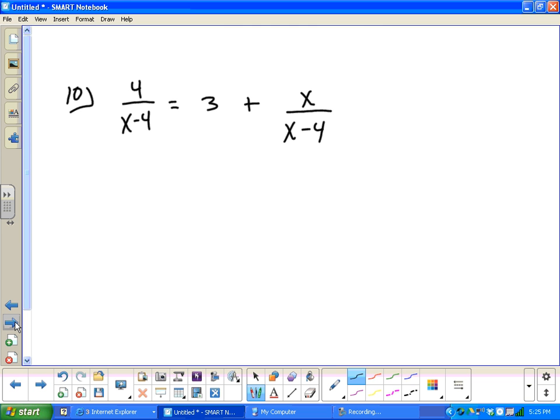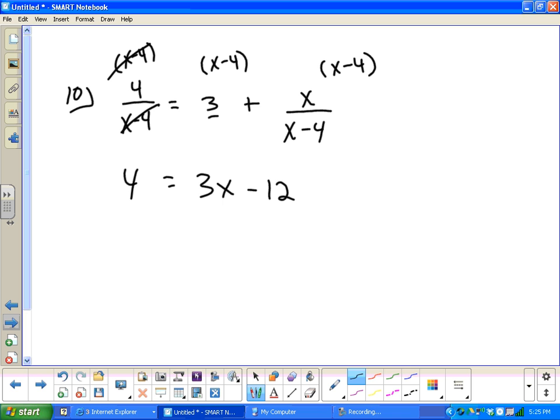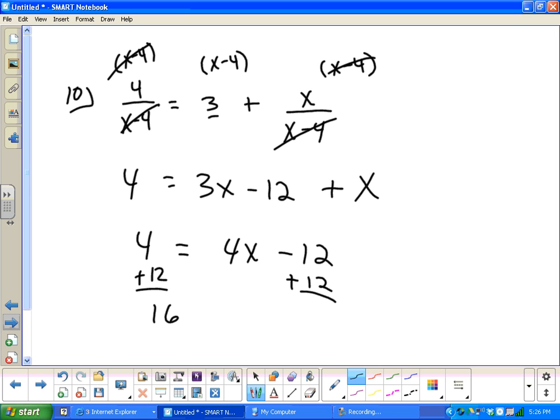Okay, on number 10, now there's only one denominator or one type of denominator here. It's x minus 4. So the common denominator is just x minus 4. So we're going to multiply through now by x minus 4. So those will cancel. That's just going to give me 4. 3 times x minus 4 would be 3x minus 12. Again, those cancel out and just leaves me with plus x. Now let's solve what we got left here. I'm going to put 3x and x together. That's going to give me 4x. All right, let's add this 12 over. So that's going to give me 16.